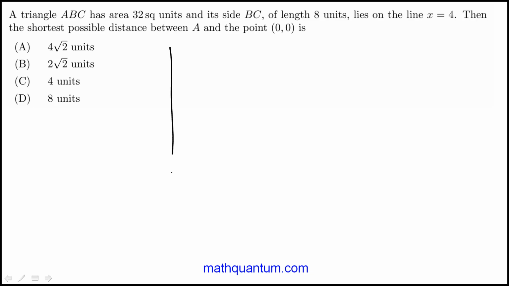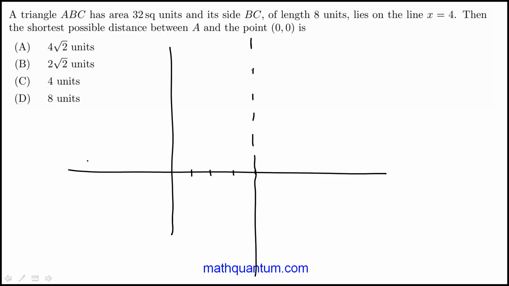So the best way to do this question is to visualize or draw this out schematically. So x equal to 4 would be this vertical line. And then that's where the base falls on, BC, which is of length. So it could be, say, here. C could be here. That length is, let's say, 8 units.